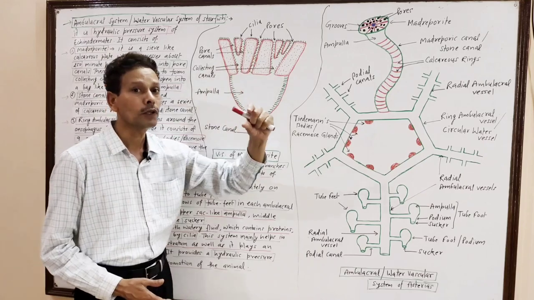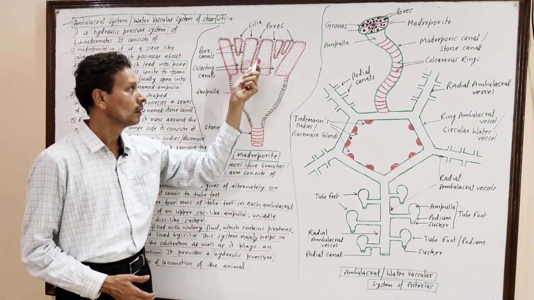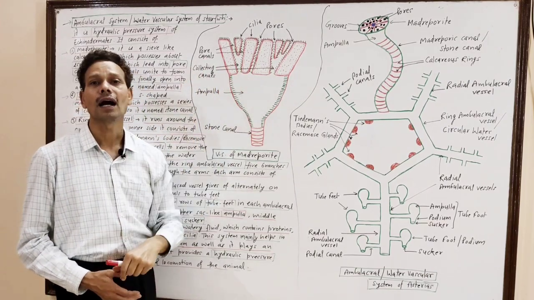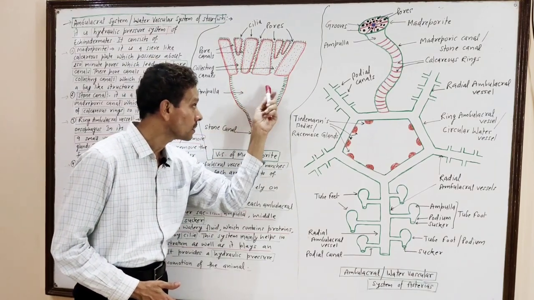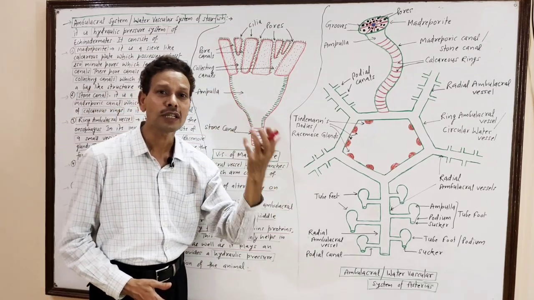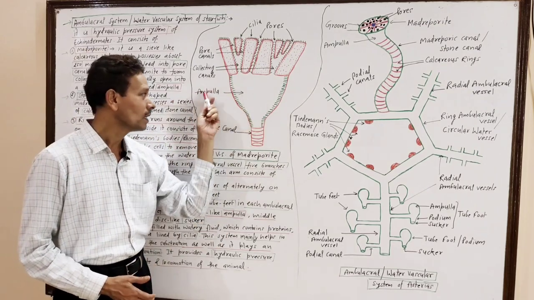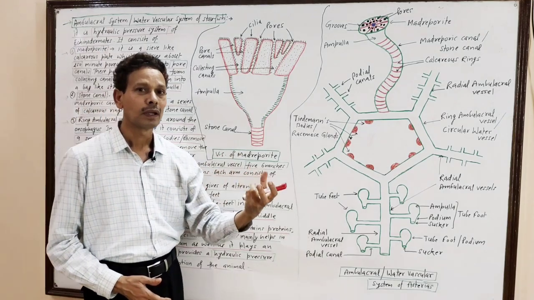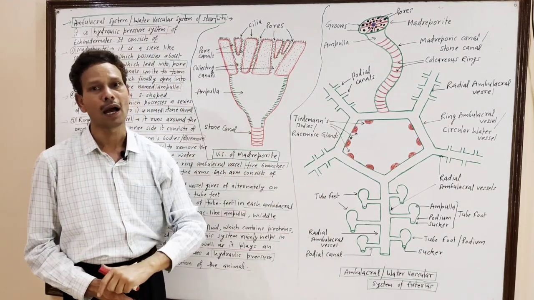And these minute pore canals unite to produce larger tubular structures. These are collecting canals. Finally, these collecting canals open into this bag-like structure. This swollen bag-like sac is the ampulla. Finally, this ampulla opens into a stone canal, which is an S-shaped canal.